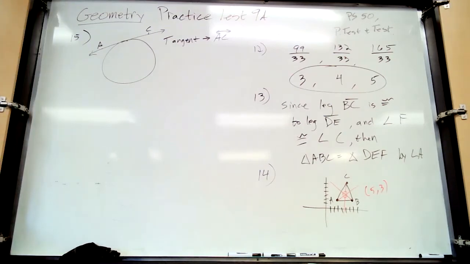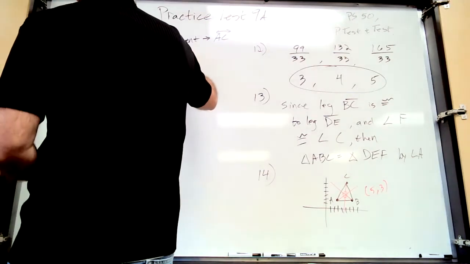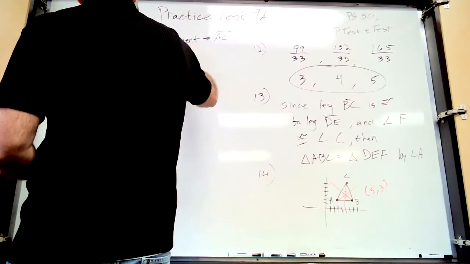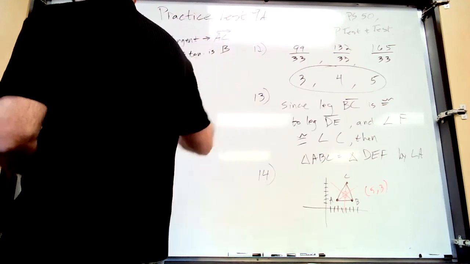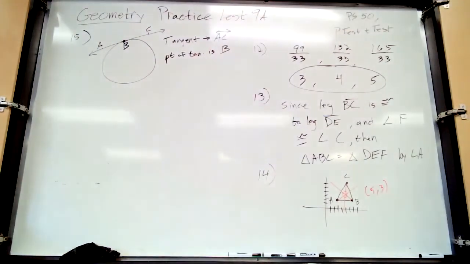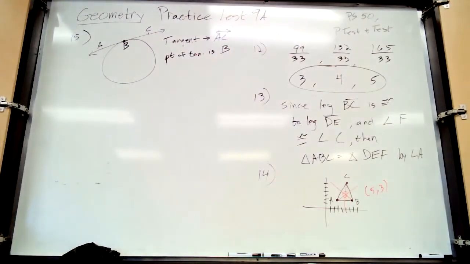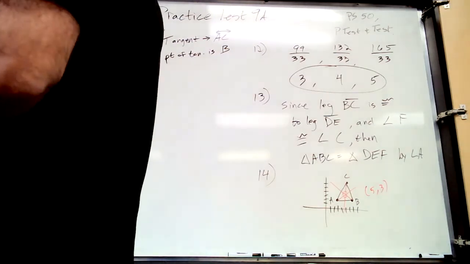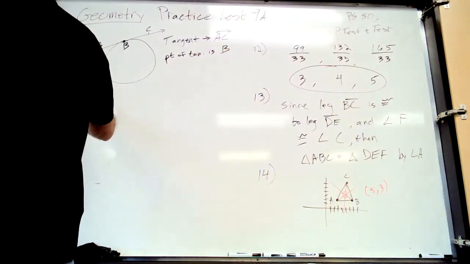And identify the point of tangency. So the point of tangency is where it touches. Point of tangency is B. Okay, can you guys remember that? So you just need to be able to identify a tangent line, and the point of tangency is where it touches the circle, at B. Okay. So it got a little tougher, but we got ones that are kind of nice.